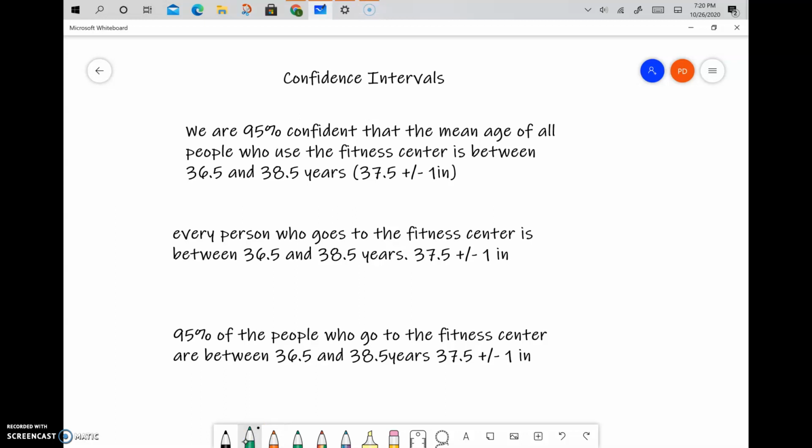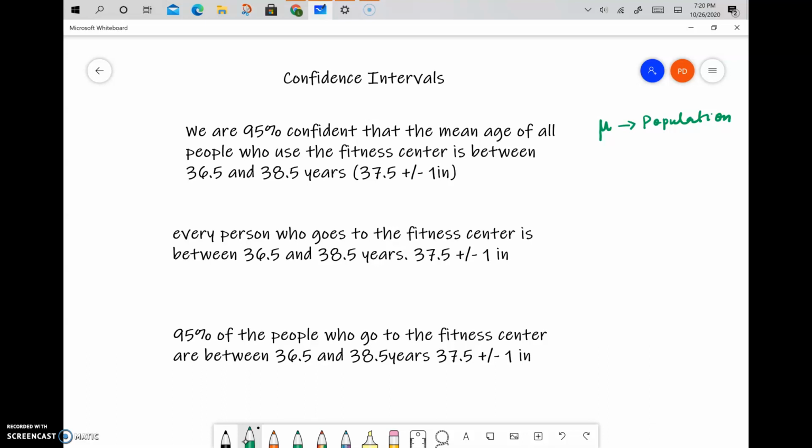Now suppose the question says, find the mean age of all people who use the fitness center. And we're talking about a particular fitness center. So when I say find the mean age, it is like saying find the average age of people who visit the fitness center. Since we're talking about all the people who visit the fitness center, we're really talking about the population mean, mu.